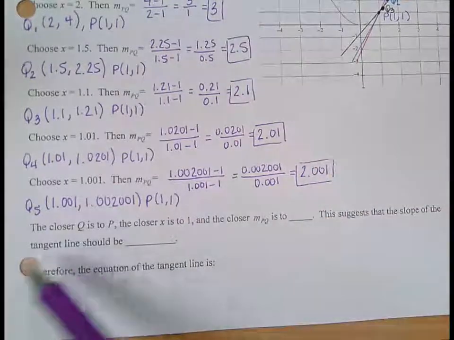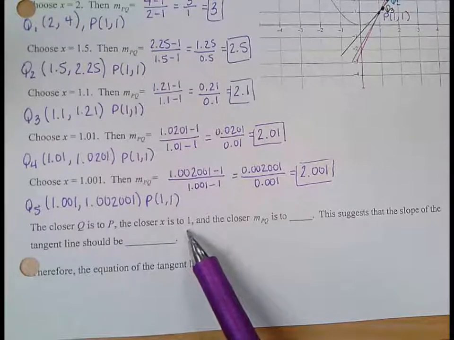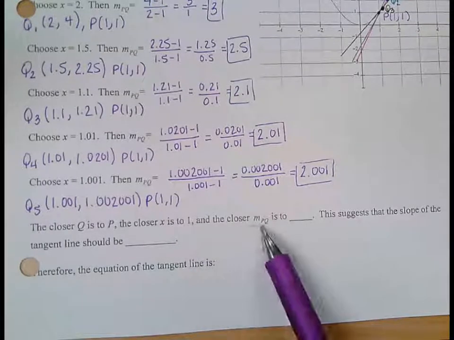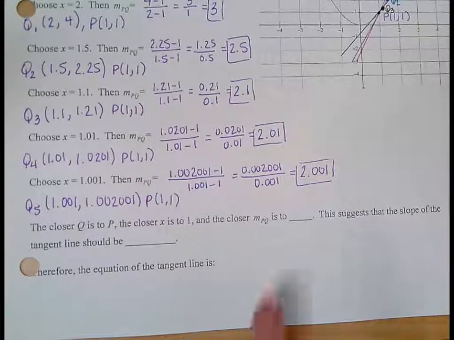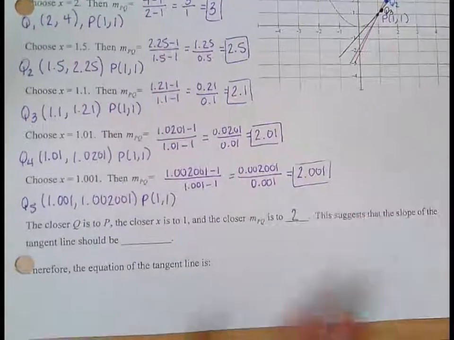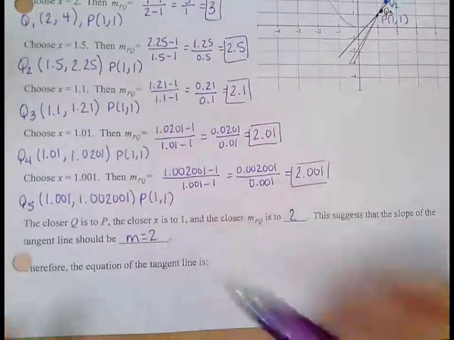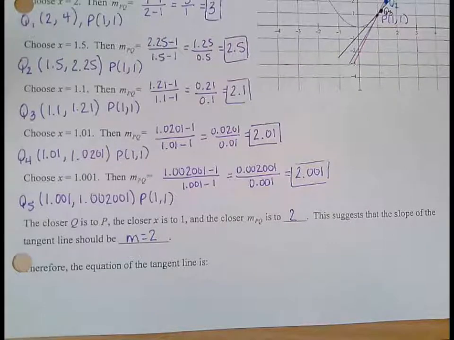So it looks like as Q is getting closer to P, like I said, the closer the x coordinate is to 1, and the closer the slope of the secant line is to what value? What value are we approaching here? 2. So this would suggest that the slope of the tangent line should be 2. And again, it would be considered the limit of the secant slopes.